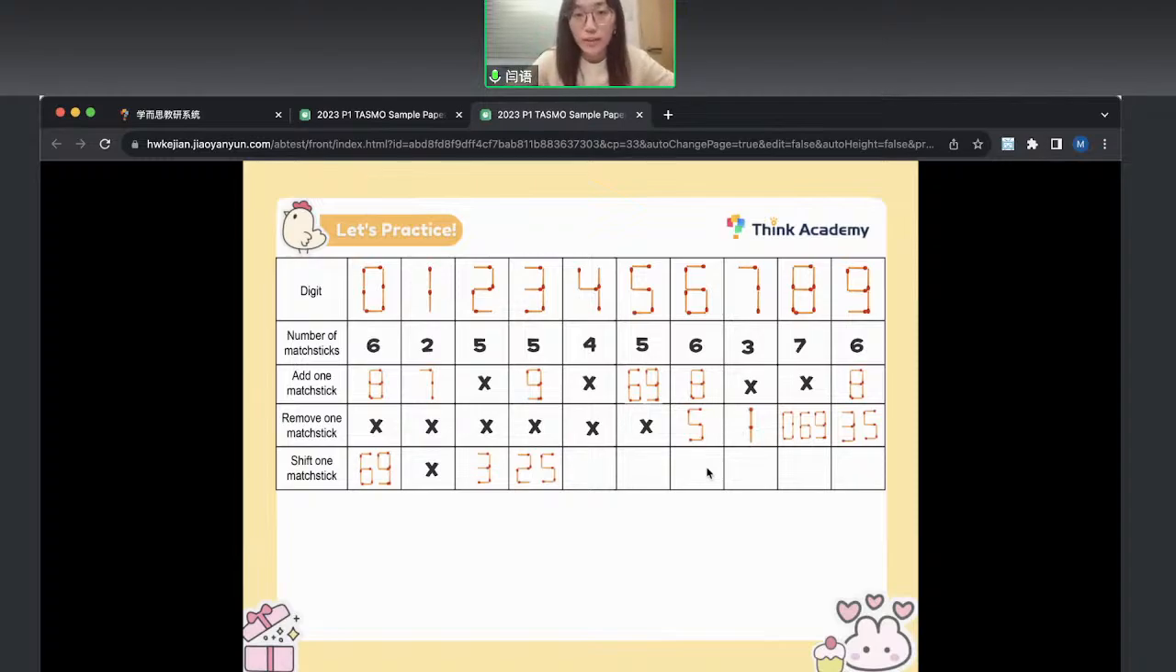What about digit 4? Digit 4, can you get anything? Yes, nothing. Okay, correct. Next one, what about digit 5? Okay, everyone, this is about the shift, okay? Shift. Not adding, not removing, just moving. You cannot change the total number of matchsticks.